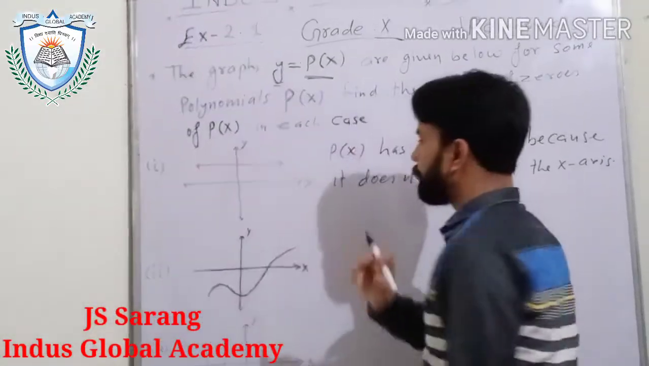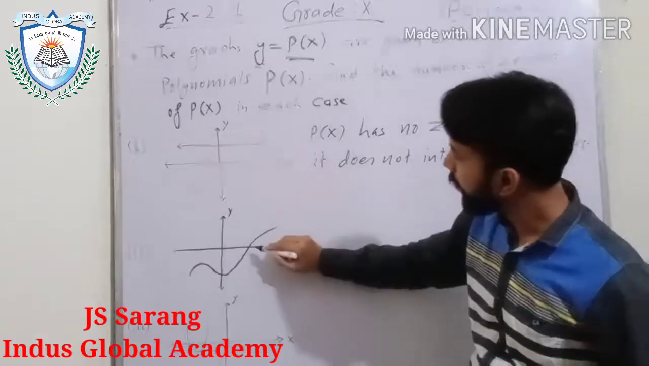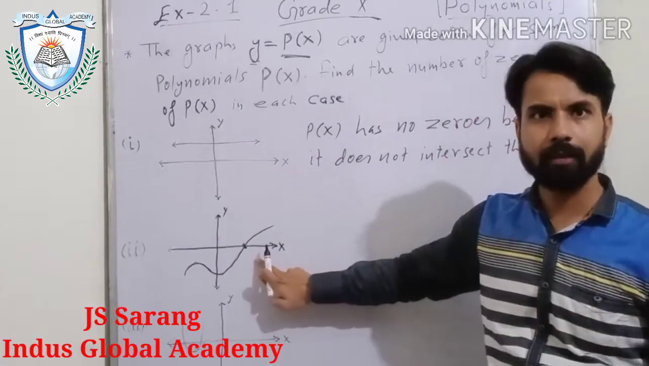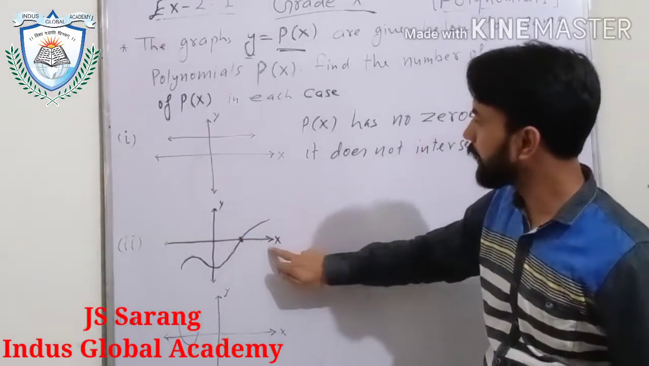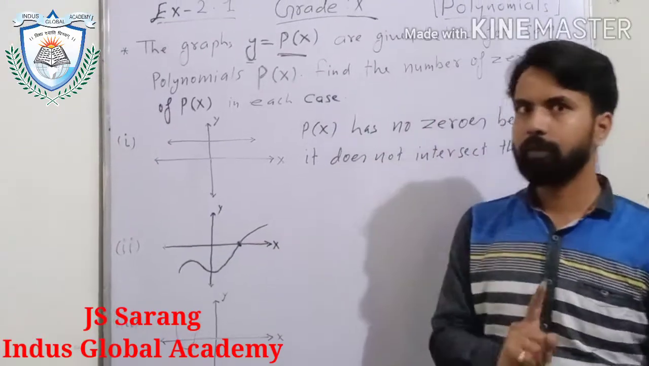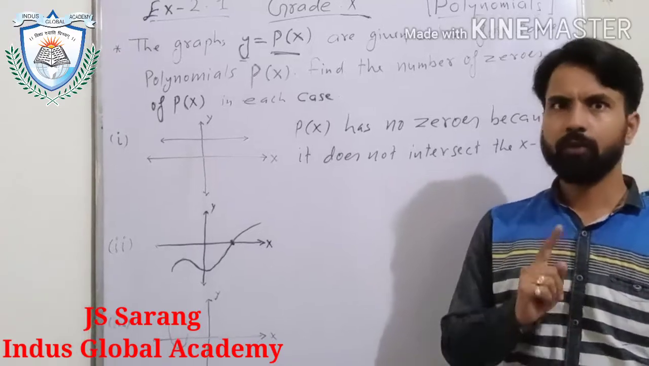Now, see the second graph. Here, this graph intersects the x-axis at only one point. That point is this. This graph intersects the x-axis at how many points? Only one point. So if there is only one intersection point, that means the number of zeros will be 1.